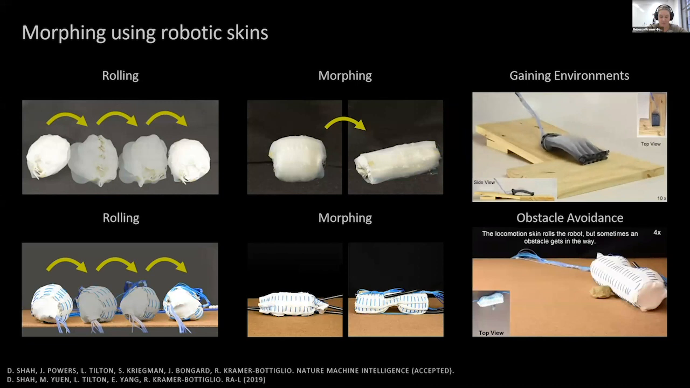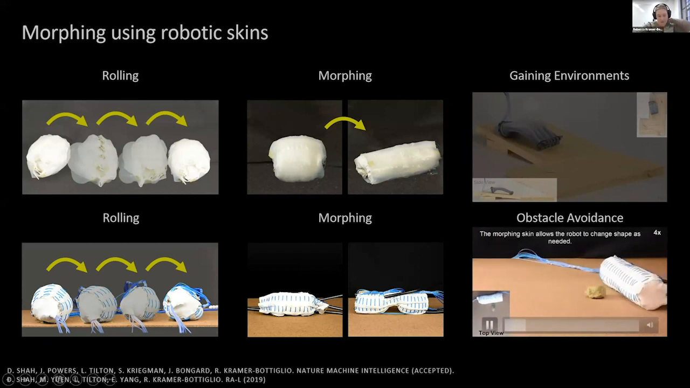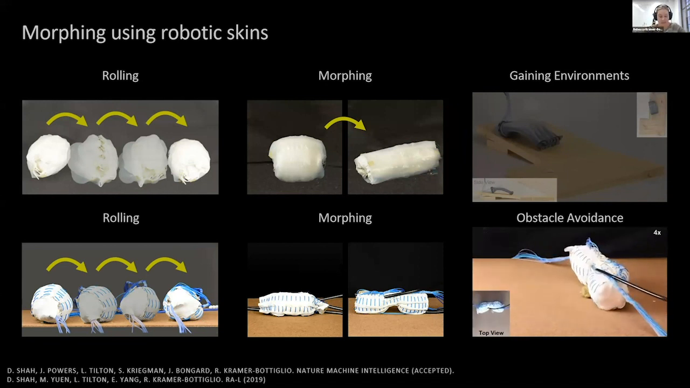And here's another morphing robot, which employs both pneumatically driven and cable-driven skins to locomote and change shape. The robot is initially in a cylindrical shape and again uses sequential inflation of the bladders to roll forward. And upon encountering an obstacle, let me just start this video. Upon encountering an obstacle, it cinches in the middle, using its cable-driven skin to morph into a dumbbell shape and continue locomoting over the obstacle.